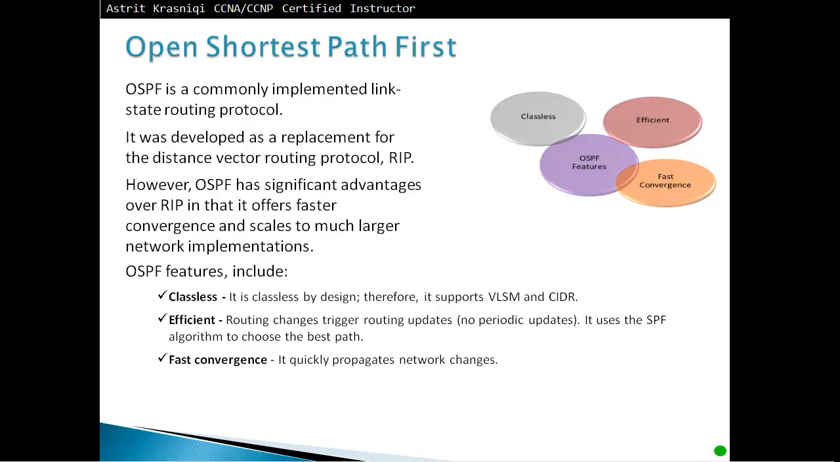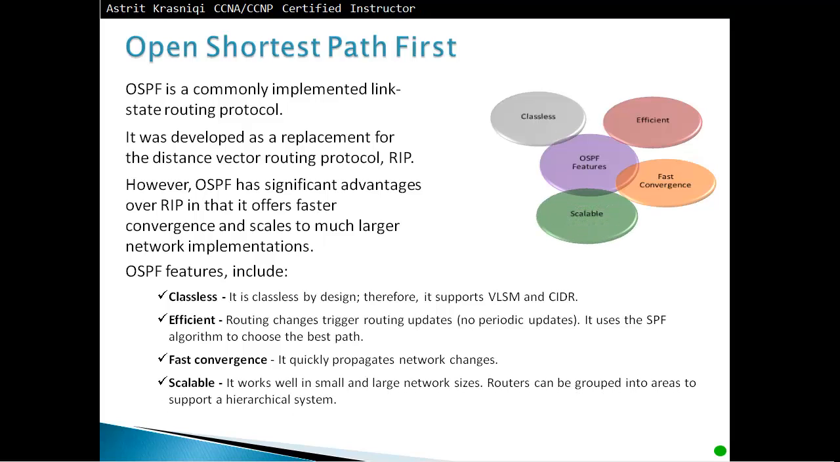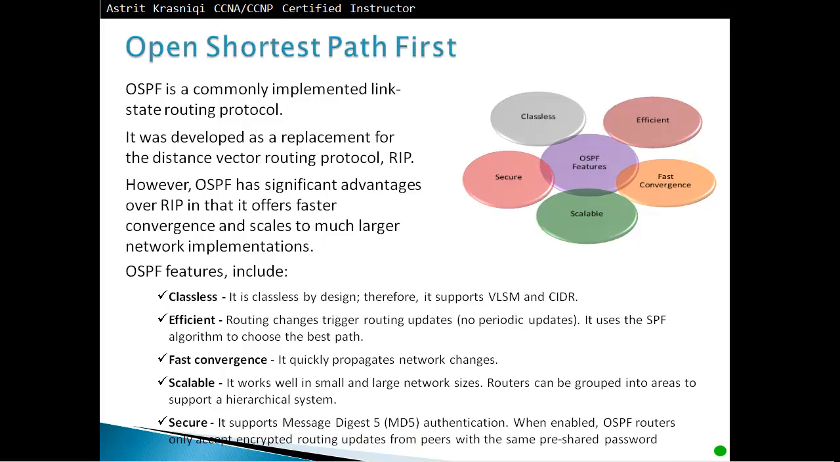So that makes a very fast convergence. We talk about link state advertisement very soon. Scalable. It works well in small and large network sizes. Routers can be grouped into areas to support the hierarchical system. And it's secure. It does support message digest 5 or MD5 authentication. When enabled, OSPF routers only accept encrypted routing updates from peers with the same pre-shared password.